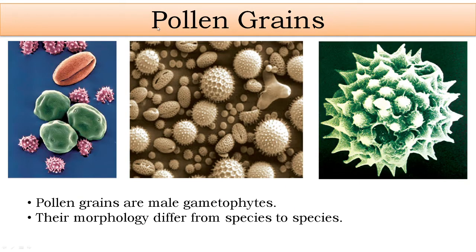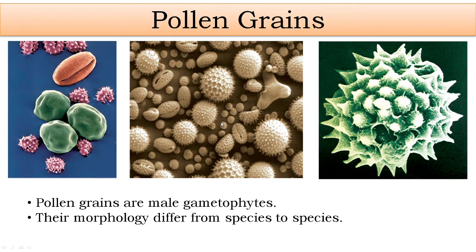Now if you look at the pollen grains, I have told you that they are male gametophytes. Pollen grains come in various sizes and shapes. Their morphology differs from species to species. You have these diagrams shown in your textbook; all these are pollen grains of different plant species, right?